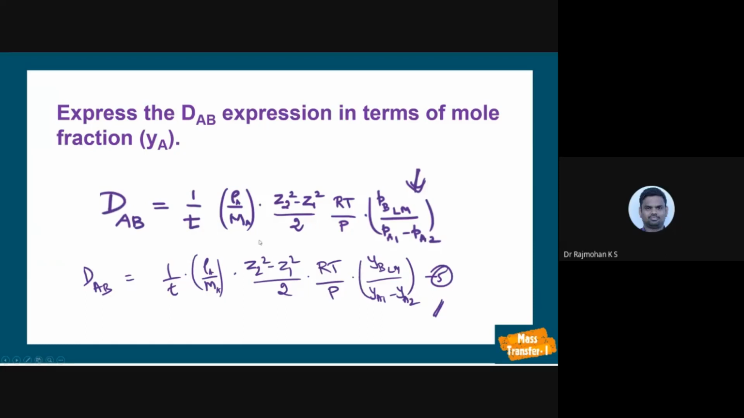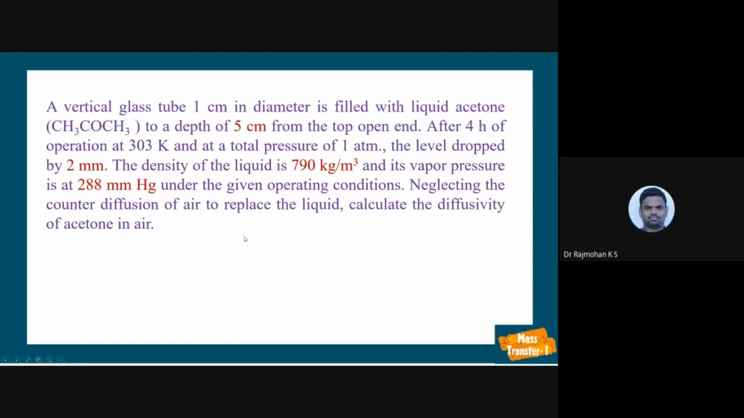Okay, if you look at this problem, we have a vertical glass tube 1 centimeter in diameter filled with liquid acetone to a depth of 5 centimeter from the top open end. After 4 hours of operation at 303 Kelvin and at a total pressure of 1 atmosphere, the level dropped by 2 mm. The density of the liquid is 790 kg per meter cube and its vapor pressure at the given temperature of 303 Kelvin is 288 mm mercury. Neglecting the counter diffusion of air to replace the liquid, calculate the diffusivity of acetone in air.